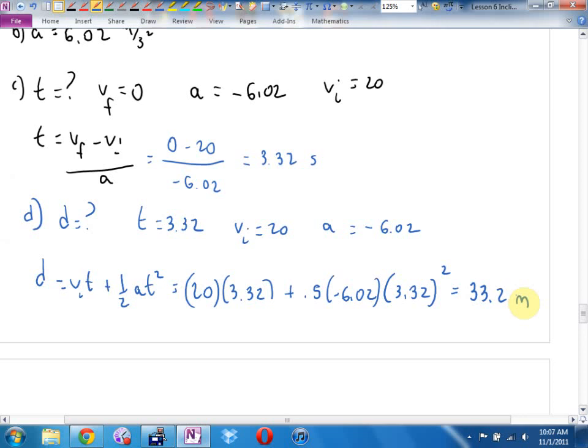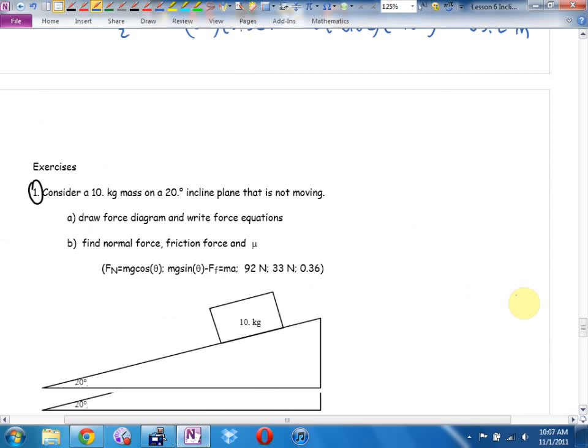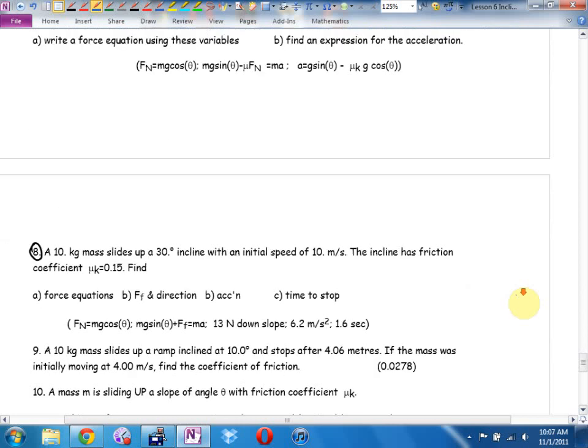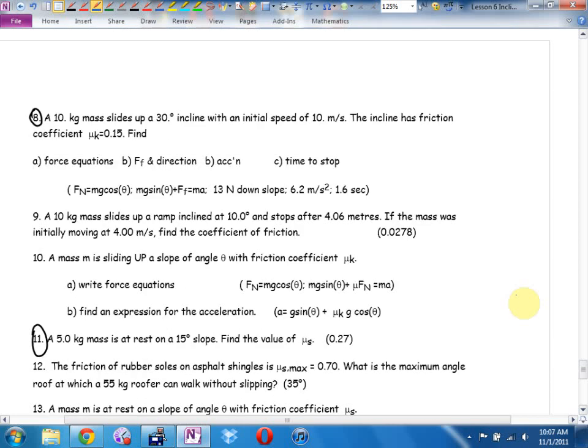Yeah. So having said that, questions from the homework. Now is your chance to ask. Today is a continuation of the last lesson. Today is just called advanced inclines. We're going to look at yuckier inclines, but it's going to be the same concept. Any questions you would like me to go over?